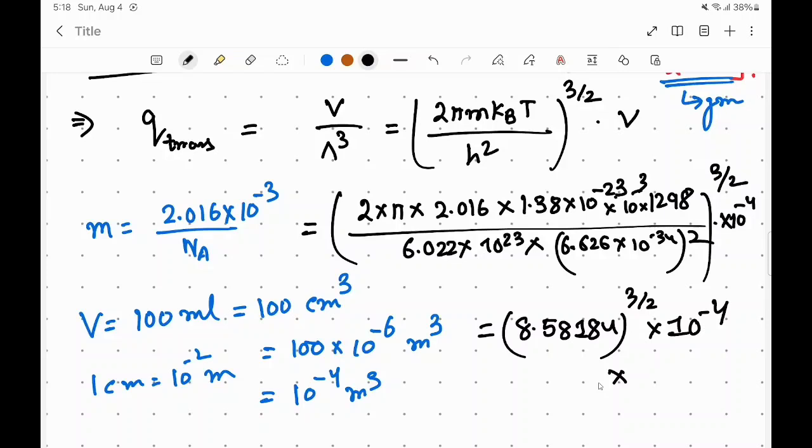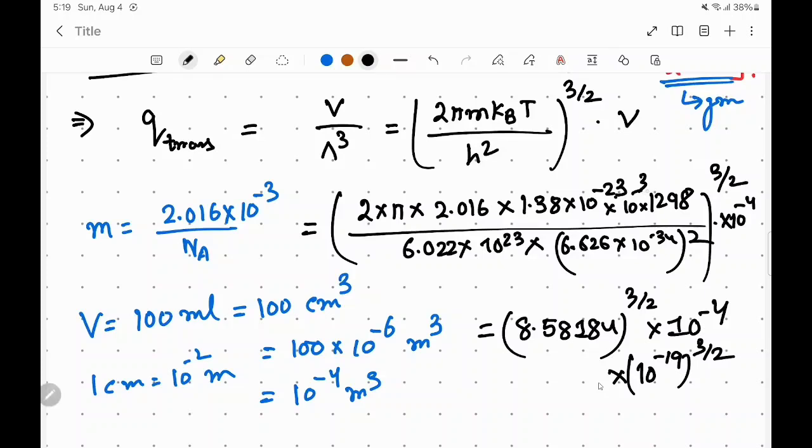So 19, 19 to the power 3 by 2. So 10 to the power minus 19 to the power 3 by 2. 19 is not a good number. I think that's a problem, but I'm also getting the same. No, but where? If you are getting the same, then probably it's correct.